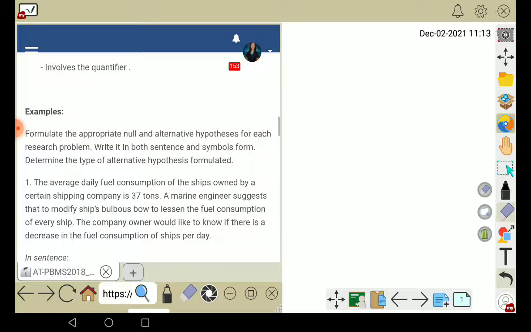So write in both sentence and symbol form. So the first one, and determine, of course, the type of alternative hypothesis formulated. So we need to have three.